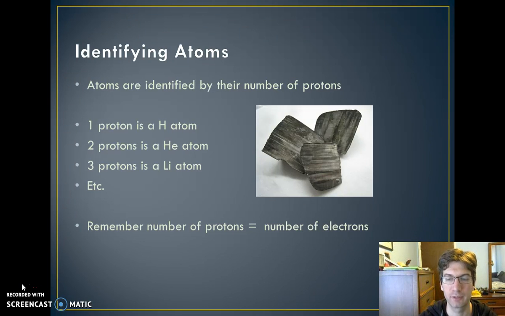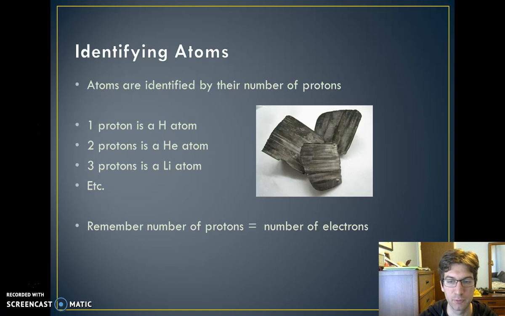So if you have one proton, you are considered hydrogen. Hydrogen is the H. Anytime we have an atom that has one proton, it is hydrogen. If it has two protons, we call that helium, or He. If it has three, we call it lithium. And this is the order of the periodic table. So eventually, 4 would be beryllium, 5 is boron, 6 is carbon, and so on and so forth. But it is based on the number of protons.